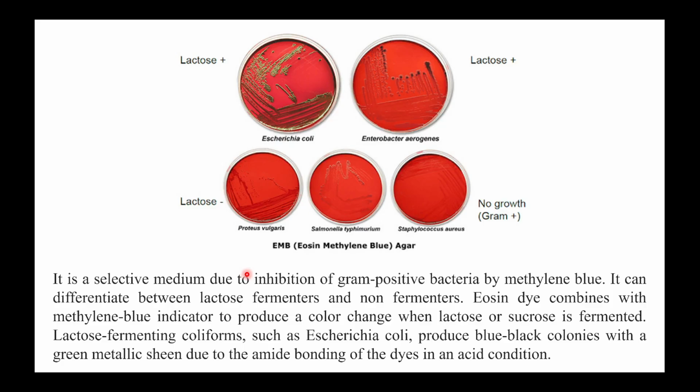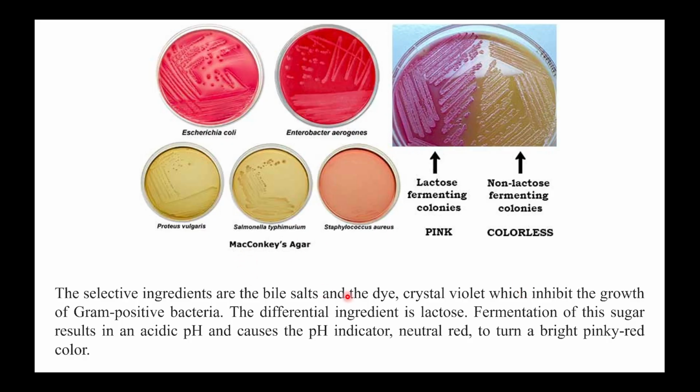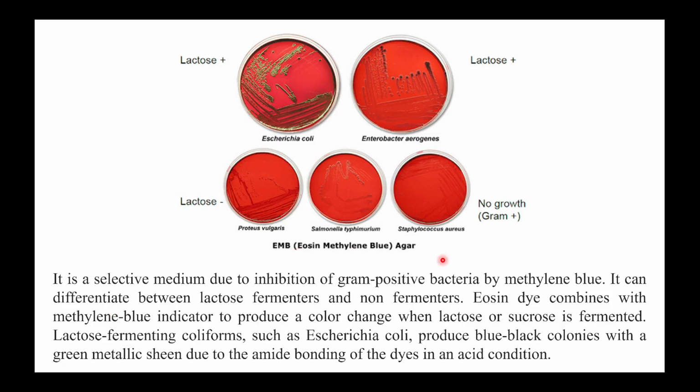Just like MacConkey agar, EMB agar also inhibits the gram positive bacteria because of the presence of methylene blue. In MacConkey agar, bile salts and crystal violet were inhibiting the gram positive bacteria. In EMB agar, methylene blue is inhibiting the gram positive bacteria. Okay. The differentiating factor is again lactose fermenter and non-fermenter.